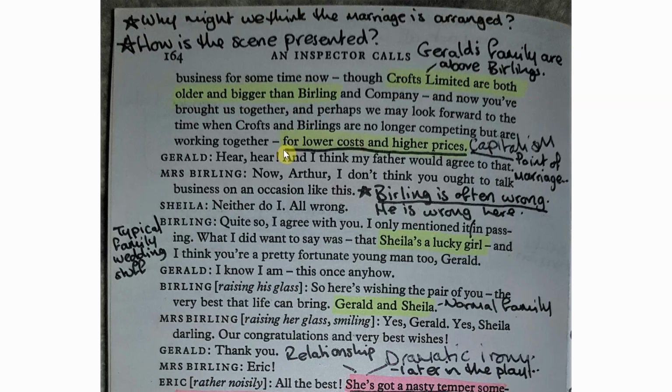Now, this is a really key quotation next. So Birling talks about how Sheila and Gerald's marriage is going to be an opportunity for the two families to work together for lower costs and higher prices. This is a reference to capitalism. This is a reference to the idea that a capitalist wants to pay the lowest they can pay for materials and labour and charge the consumer as high a price as possible. This shows where Birling's values lie. Making money, that is his ultimate aim.